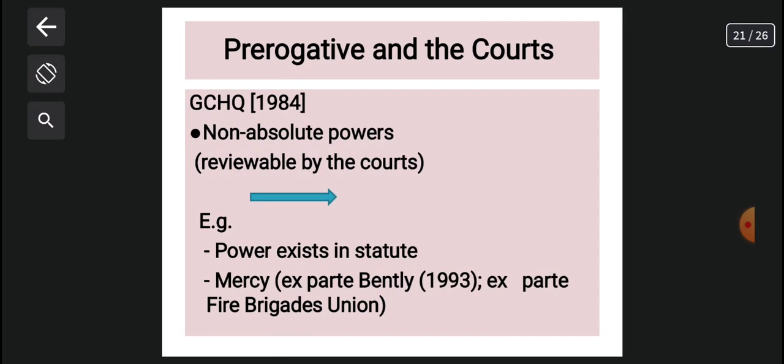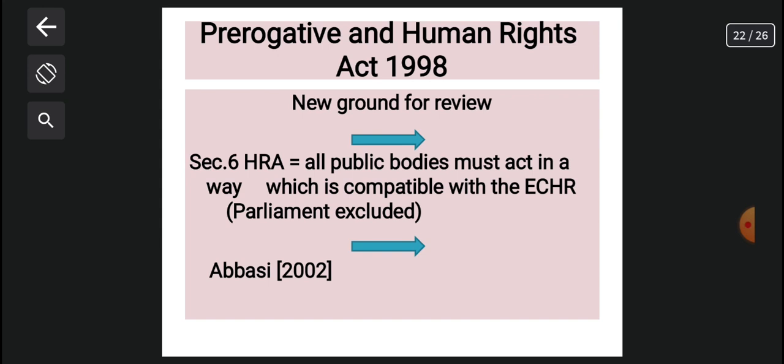And non-absolute powers can be reviewed by the courts. For example, power existing in statute, and then mercy, like the Fire Brigades Union, and then new grounds for review. Section 6 of the HRA, which is the Human Rights Act: all public bodies must act in a way which is compatible with the ECHR, unless Parliament has excluded it.